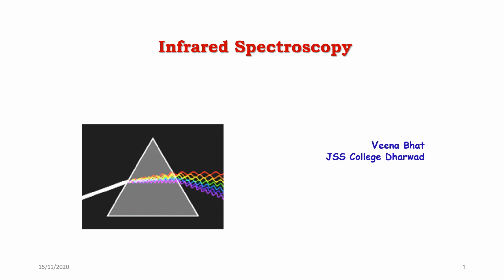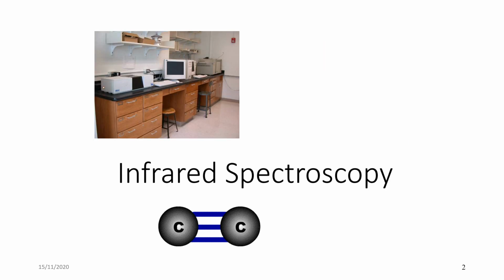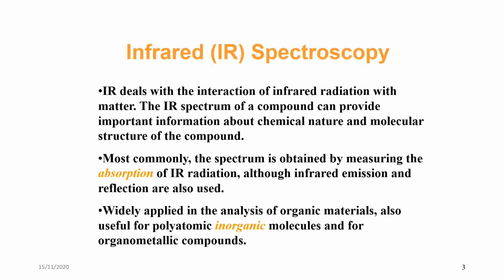Students, today we shall study infrared spectroscopy. This is the actual infrared spectrometer. So we shall study now what is infrared spectroscopy. It deals with the interaction of infrared radiation with matter. It can provide a wealth of information about the chemical nature and molecular structure of the compound.